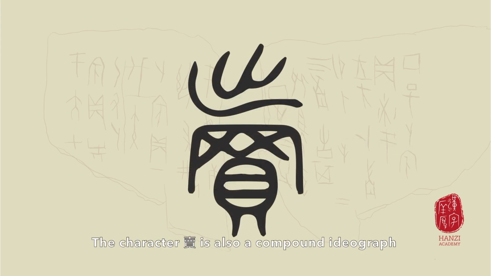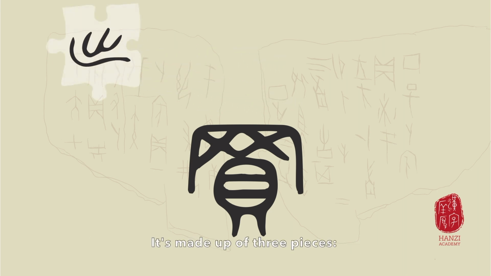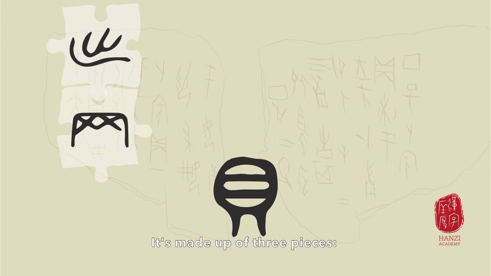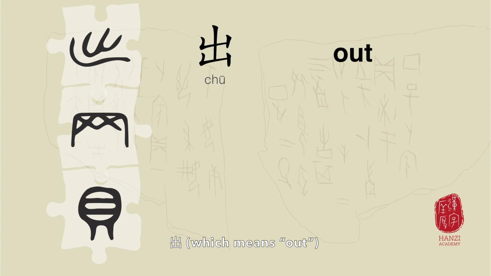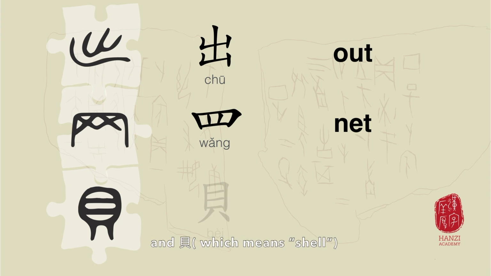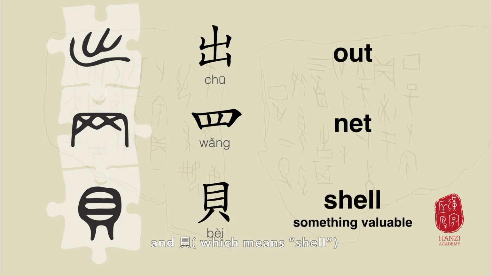The character 卖 is also a compound ideograph. It's made out of three pieces: 出 which means out, 网 which means net, and 贝 which means shell. When you sell something, you take something valuable out from your net or bag and give it to your buyer.